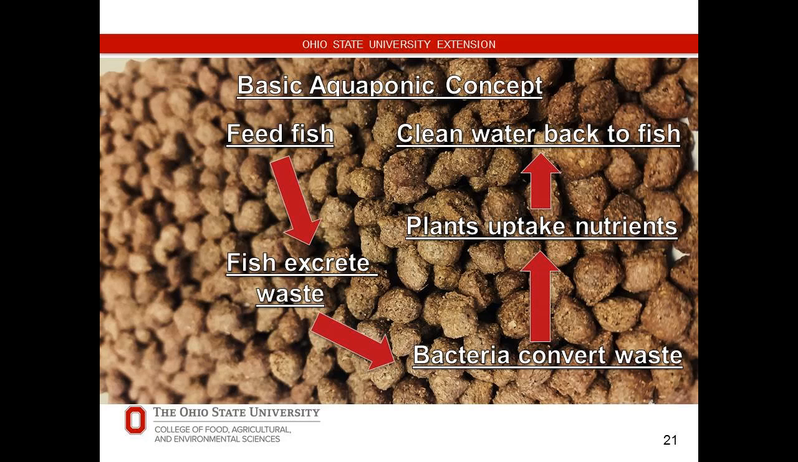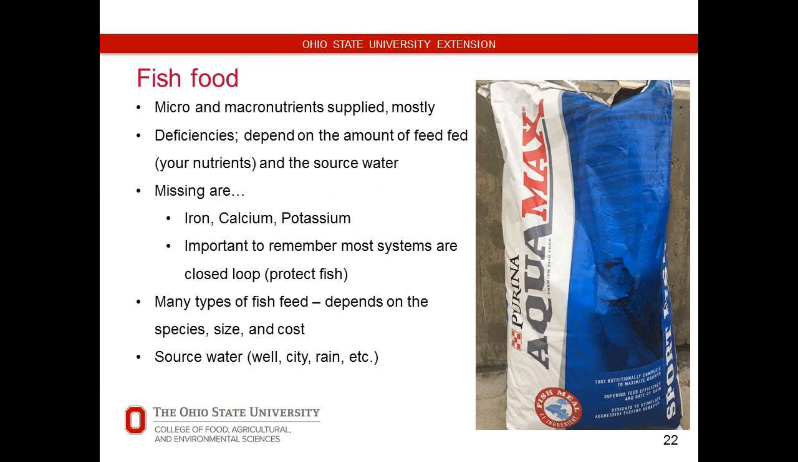You feed your fish, the fish excrete your waste. Your bacteria convert that waste over into something that's beneficial for the plants. Plants uptake those nutrients, and that clean water runs back to the fish. Pretty basic concepts. Most of your micro and macronutrients are supplied through the fish feed that you're adding. But of course, iron, calcium, potassium are going to be missing, at least in the necessary quantities that you need. So sometimes you'll have to supplement those.